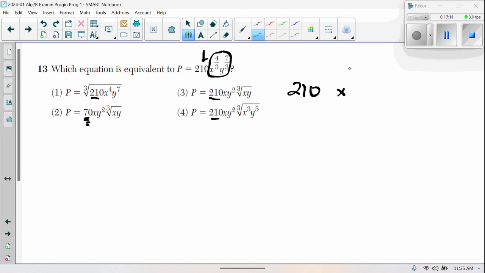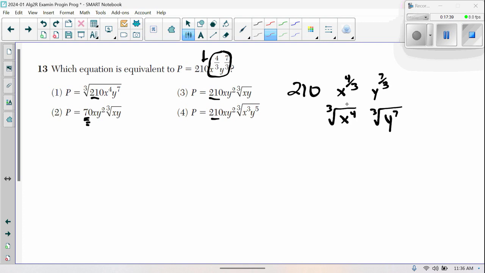I have an x to the 4/3, right? And I have a y to the 7/3. Okay, this is like a top-down, bottom-out situation. What do I mean? This is like the cube root of x to the 4th, and this is the cube root of y to the 7th. Now, I do that because in my class, I explain it this way.